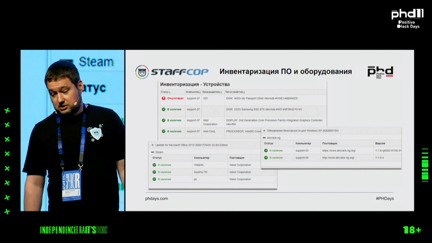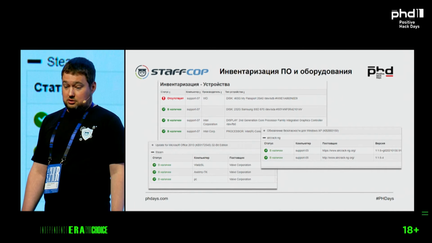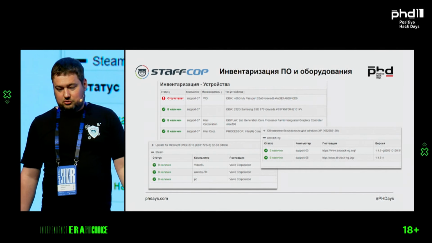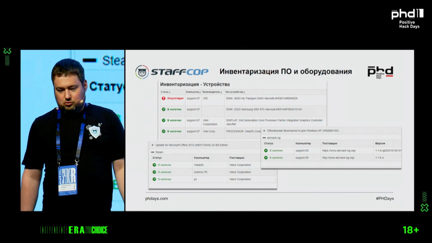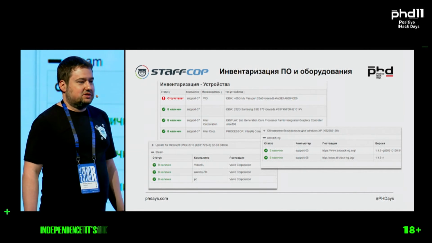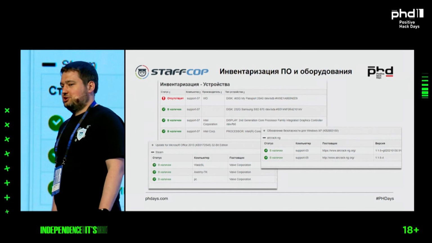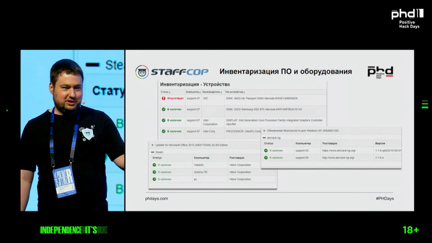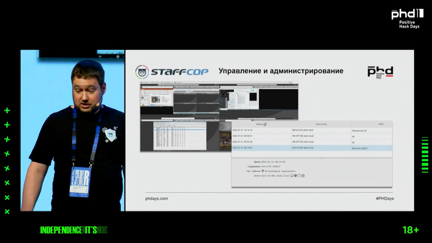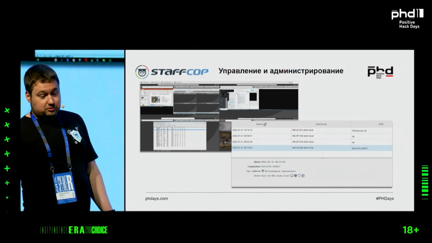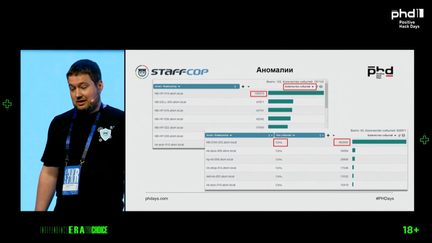So inventory, hardware and software. A disk for 480 gigabytes has disappeared. Why? Maybe it was stolen, maybe it was just disconnected. Why? It's interesting. It requires investigation. Let's have a look. Why a person did that? Why he needs a certain application? Remote management and administering Wi-Fi connection, which appeared all of a sudden.